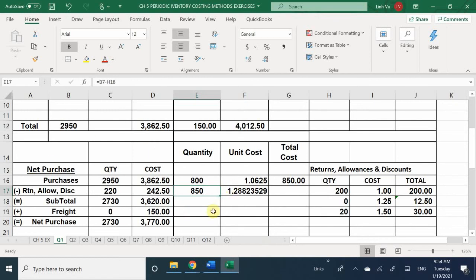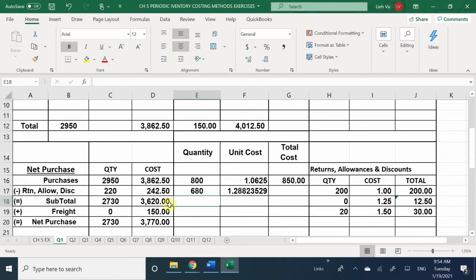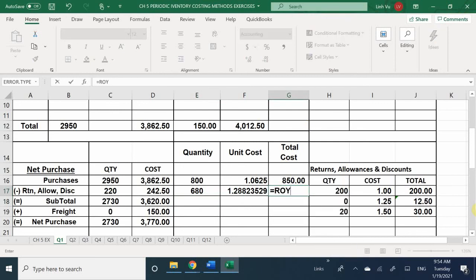680. 680 is going to actually bring us to, yes, 1480. Good. So if each cost per item with the adjustment is now $1.288235, this is where we have to do our equal round equation because we need a rounded answer. Okay. So how much in total did I actually sell for those 680 items?